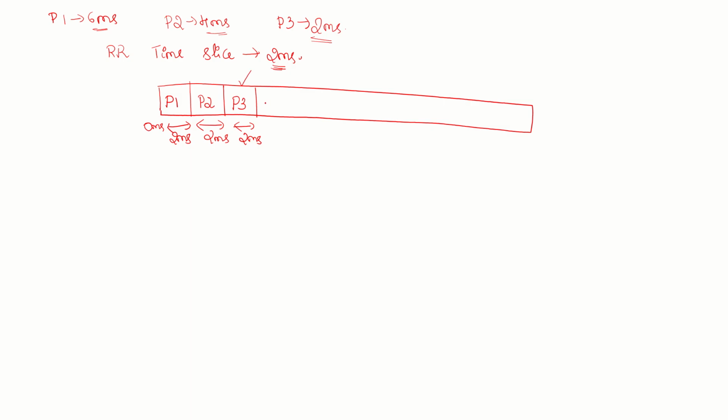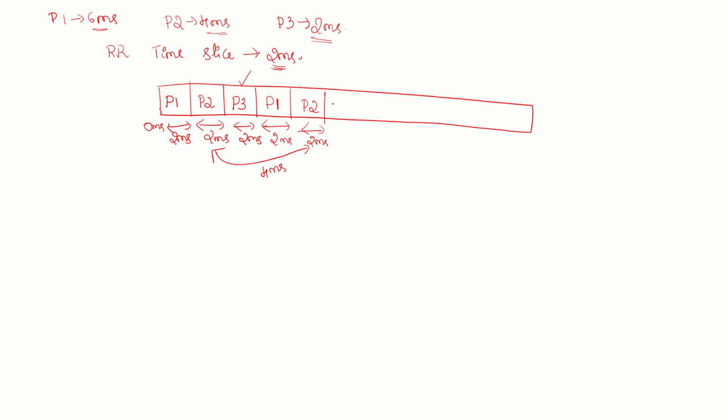Now, after this, again P1 comes into the picture. Time slice is 2 milliseconds, so it executes for 2 milliseconds. Next, P2 will come and executes for 2 milliseconds. Now, we don't have P3 because it has completed already. P2 executed for 2 milliseconds at the beginning and now another 2 milliseconds. Its completion time was given as 4 milliseconds, so even P2 completed its execution.